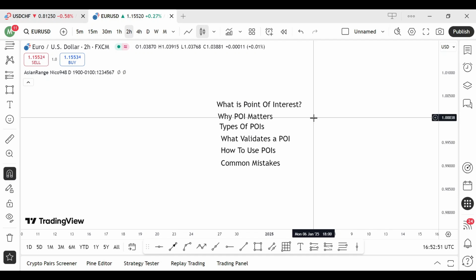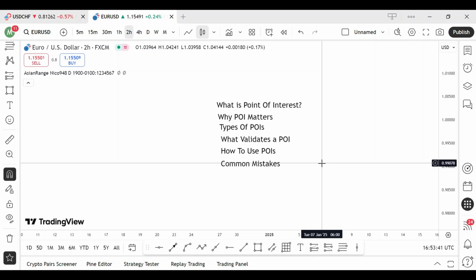Why do POIs matter? POIs help us trade with intention, not impulse. You are not guessing anymore, you are planning. And most importantly, you are trading with the big players, not against them. When price returns to a POI, it often gives us a high probability setup. That's the smart money at work.